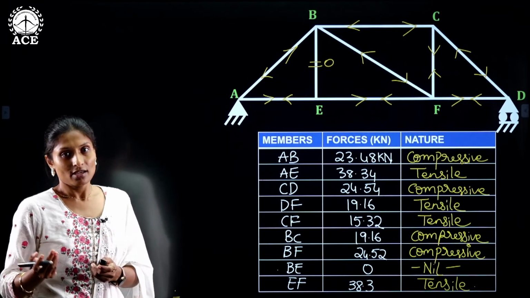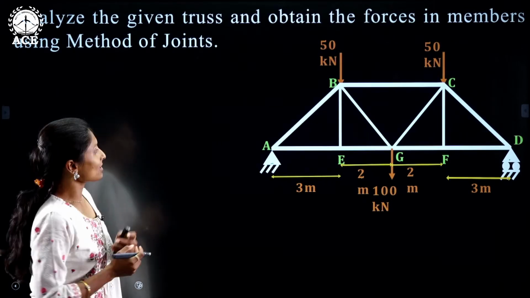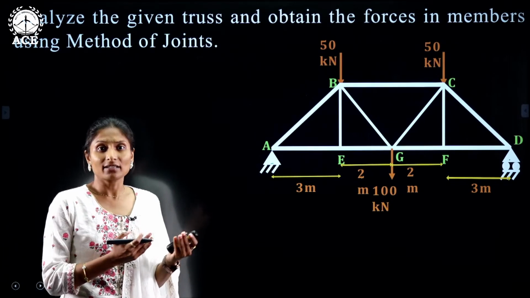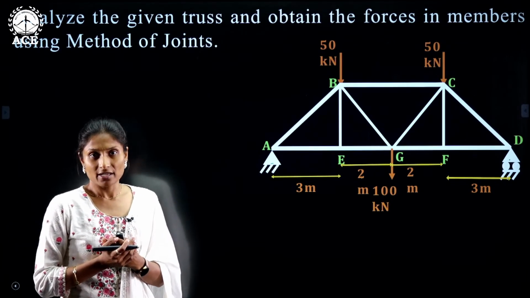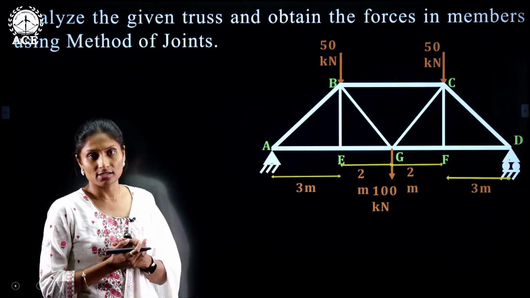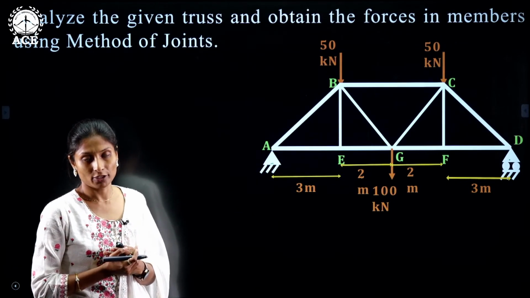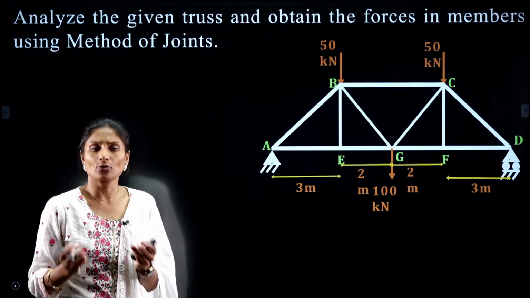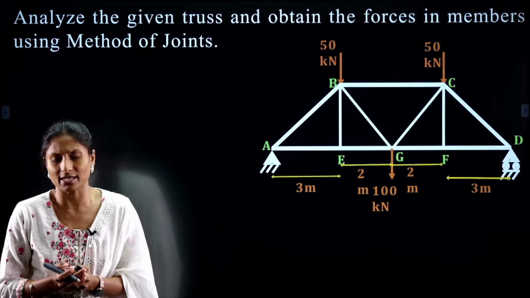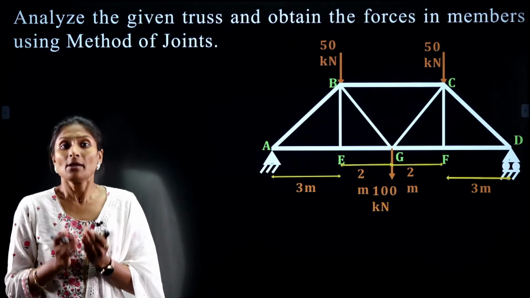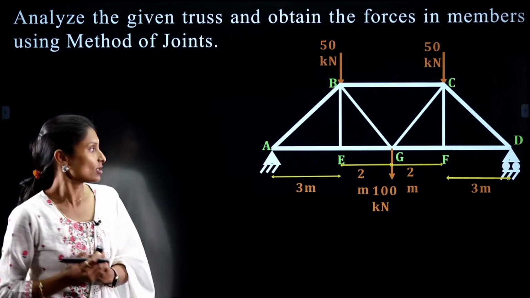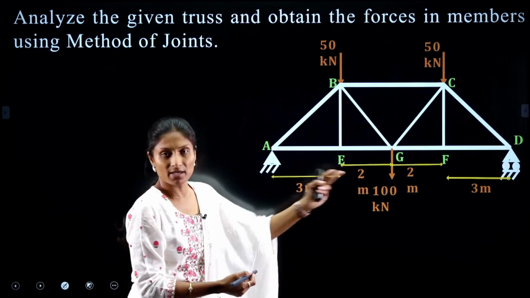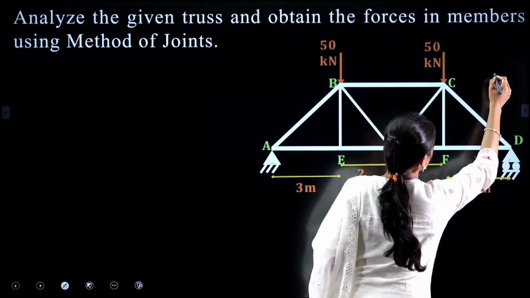So let us see another problem now. So this is another type of problem. In the previous problem, we have only one inclination of the member, right? Here there are two different inclinations for the members. So the same thing in any truss question, you will be asked only to determine the forces in all the members in a truss when method of joints is used. Now coming to this, the horizontal distances of the members are different as well as the vertical distances.